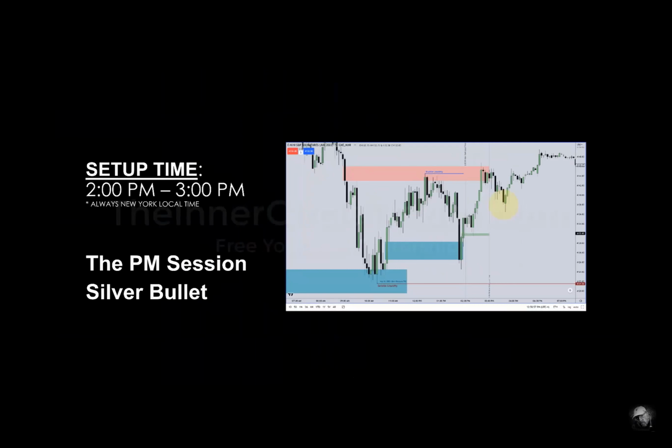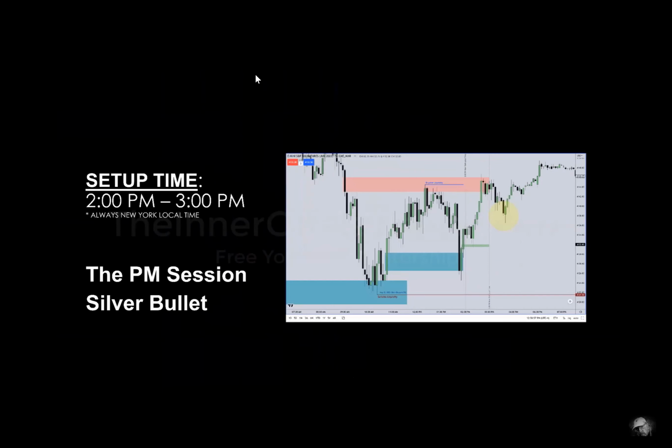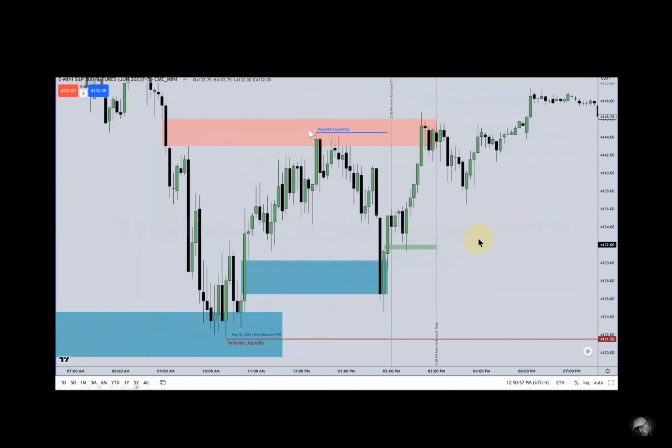All right, and finally we have our last ICT silver bullet here, which is framed on 2 p.m. to 3 p.m. New York local time. And this is the PM session ICT silver bullet setup. In this one here, we can see that we traded down into a higher time frame, 15-minute discount fair value gap, and you're encouraged to go into your charts to see that is in fact what we have here.